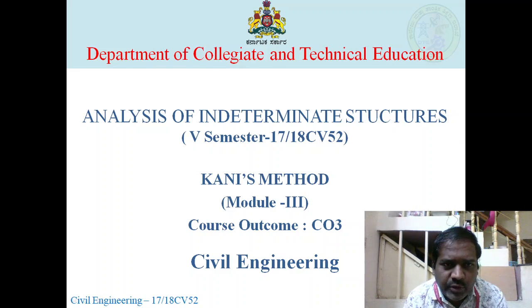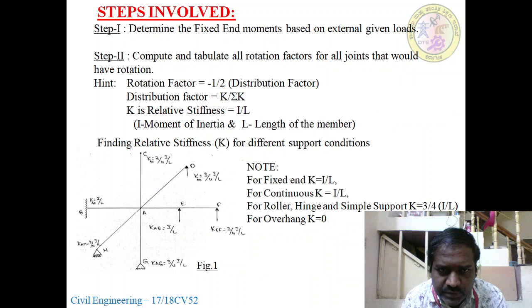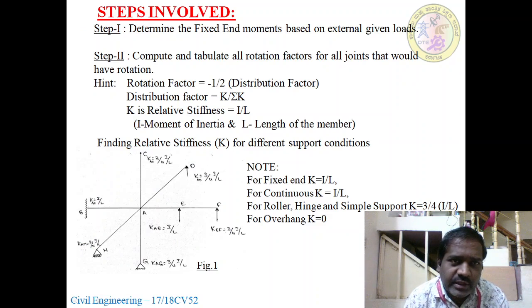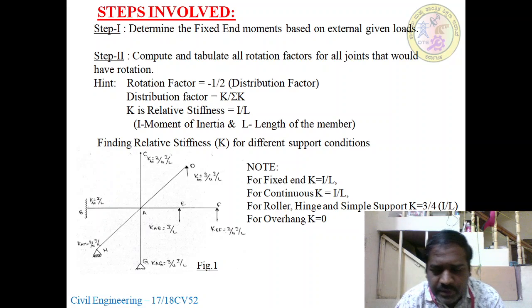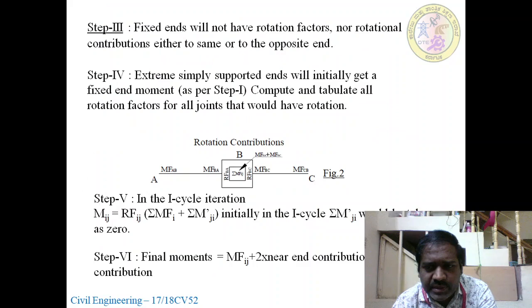So again, we are talking about the analysis of indeterminate structures, Kani's method. So the steps involved here again: we have to determine the fixed end moments and compute the rotational factors by using relative stiffness. And here in figure 1, what we have discussed about the K values for the different support conditions: for fixed, what will be the K value? Continuous, what is the K value? Roller, fixed, hinge, simple support, like that. So these are the steps involved again.